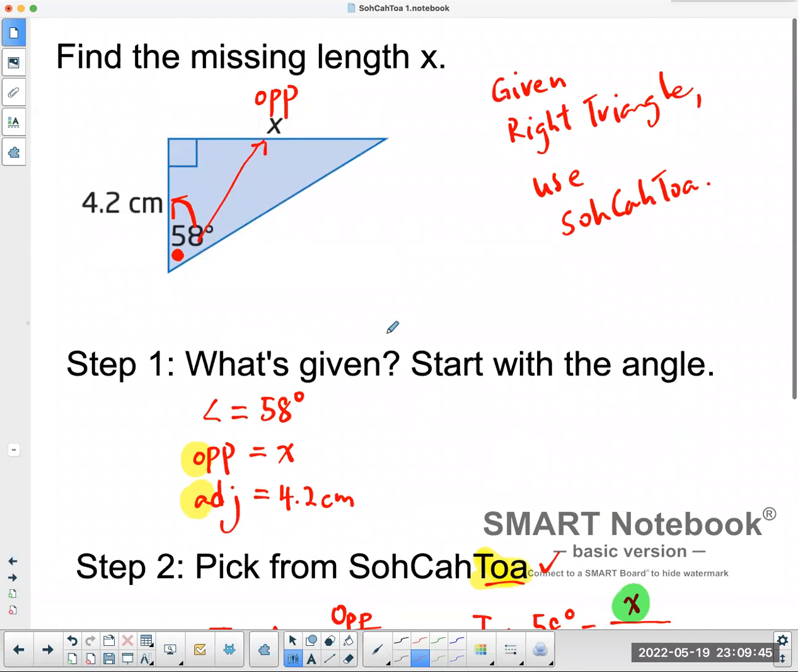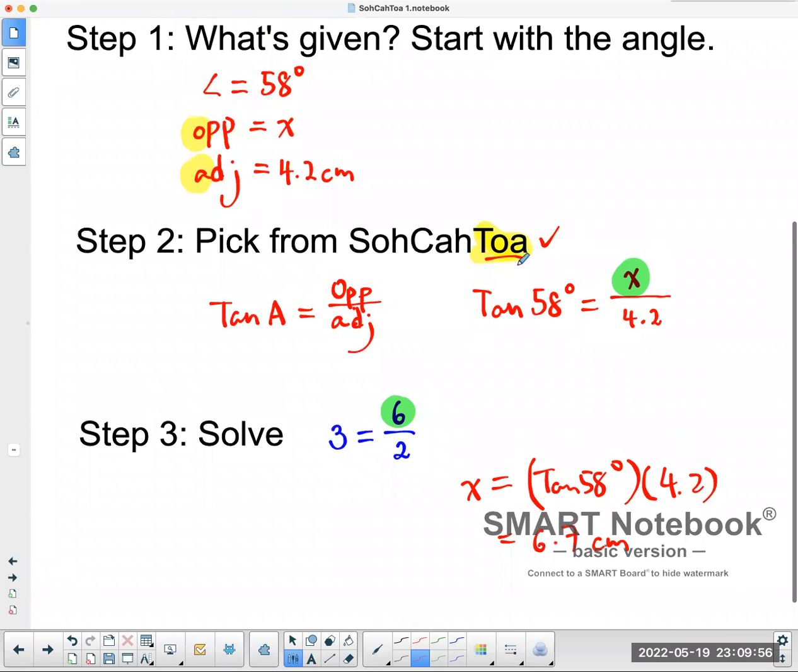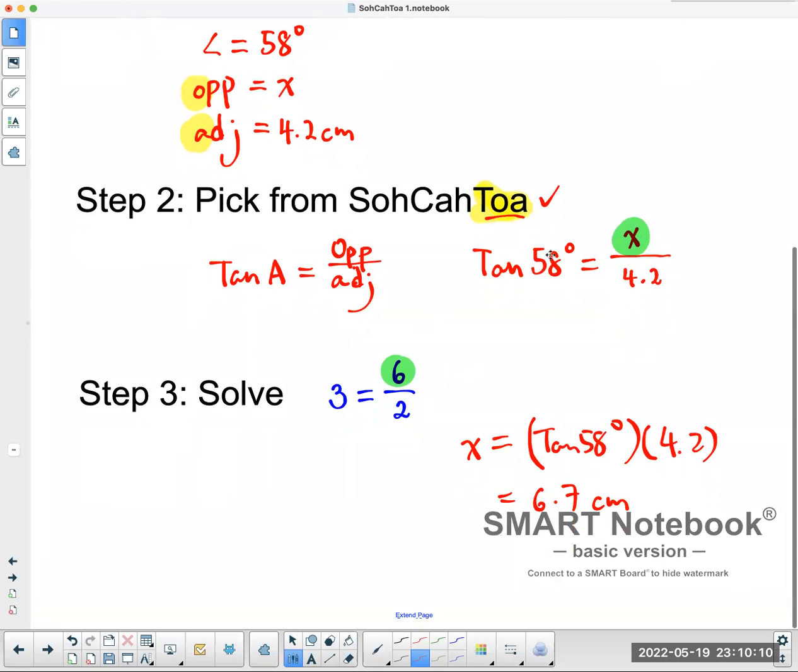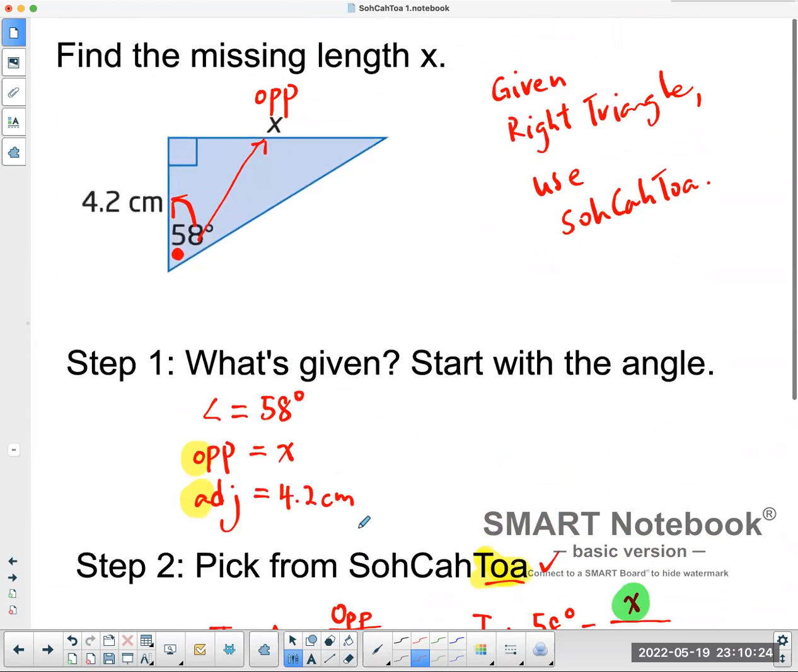Okay, 3 steps. What's given? Always start with the angle. So write down what's given: angle, opposite, adjacent. Once you have that, then you pick from SohCahToa. I have O and A. O and A is TOA. TOA stands for tangent of the angle is equal to O over A. So O goes on top and A goes at the bottom, x divided by 4.2. Then I need to solve for the unknown. Where's the unknown located? Well, the unknown is located on top. I need to multiply the 2 numbers to come up with the answer. So tangent 58 multiplied by 4.2 will give you the answer of the unknown side, x.